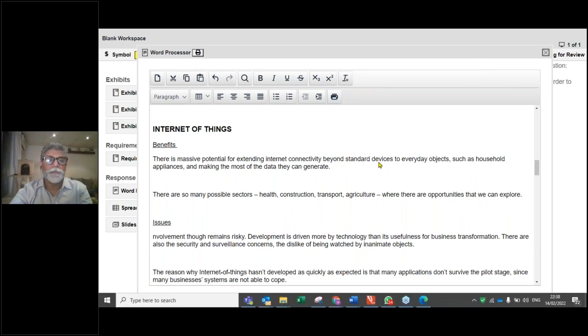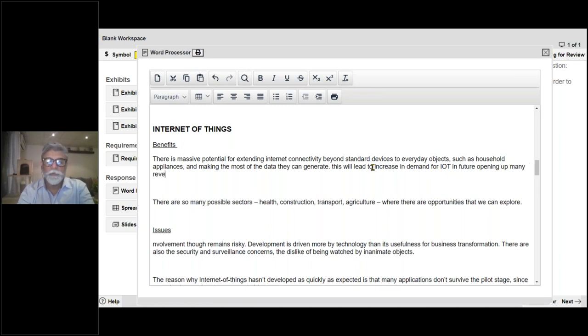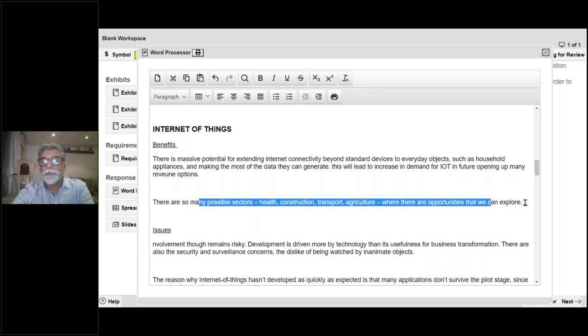Very good. So we will say this will lead to an increase in demand for IoTs in future, opening up many revenue options. Also, it affects so many sectors. There are so many possible sectors, health, insurance. Is this good or bad? Yes.